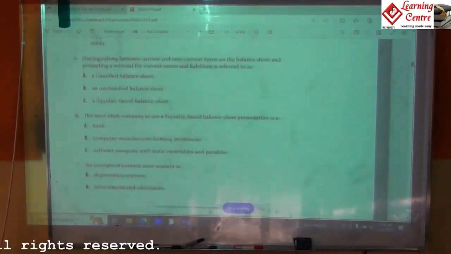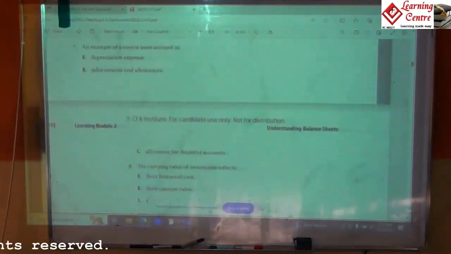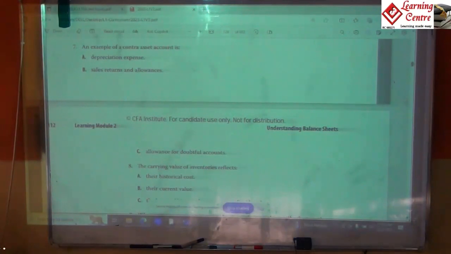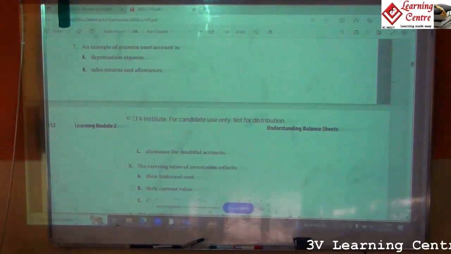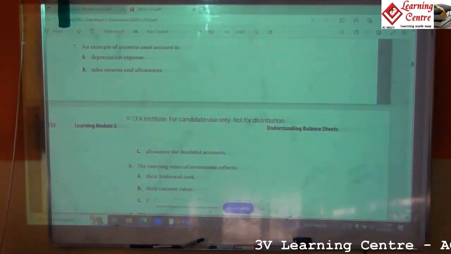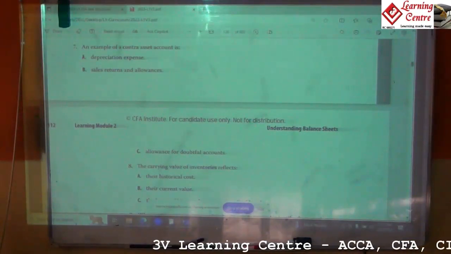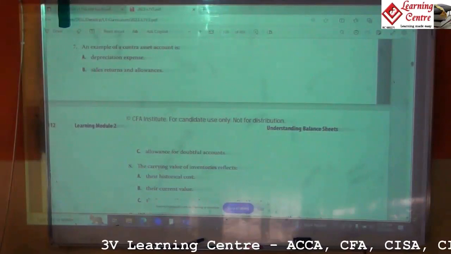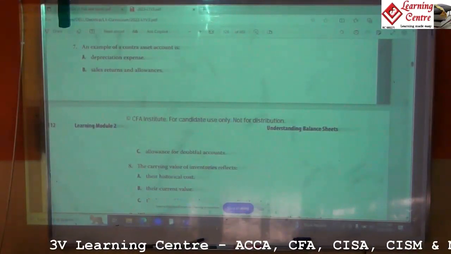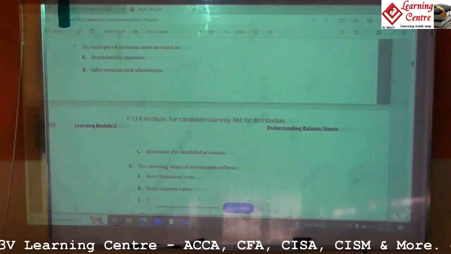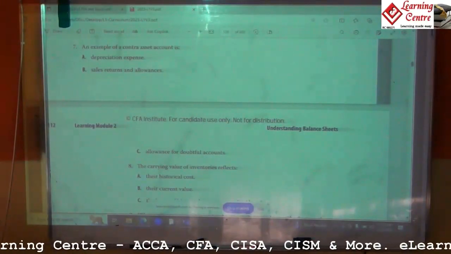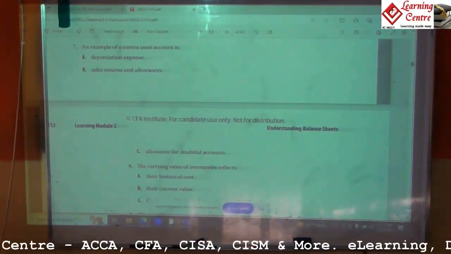This class is wonderful. Thank you. So number seven, an example of a contra asset account. Remember the word contra asset. Contra is a subset to the main account. Like you have a revenue, returns on goods is a contra account. You have a fixed asset, accumulated depreciation is a contra account. You have a trade receivable, allowance for doubtful debt is a contra account.